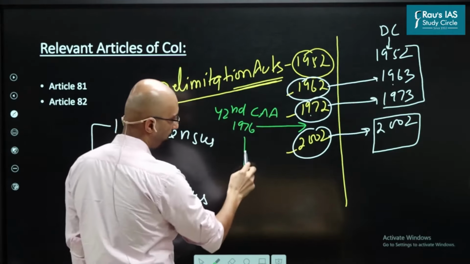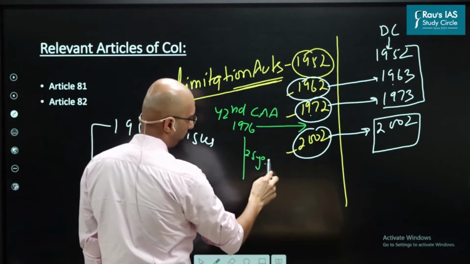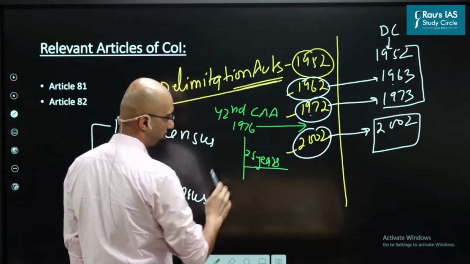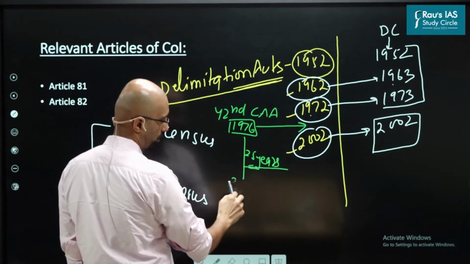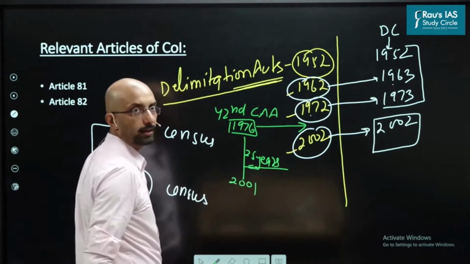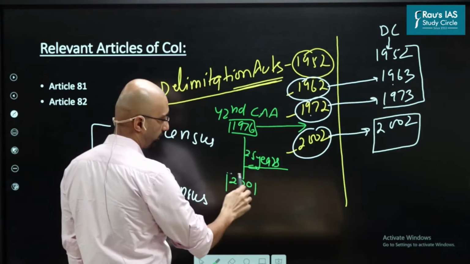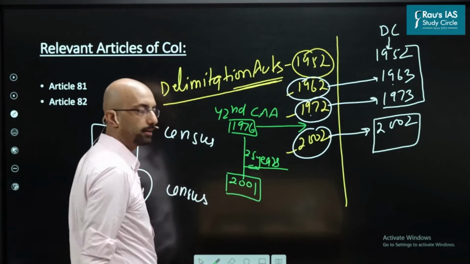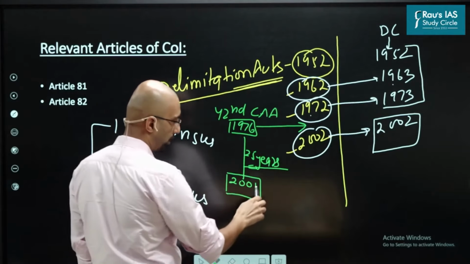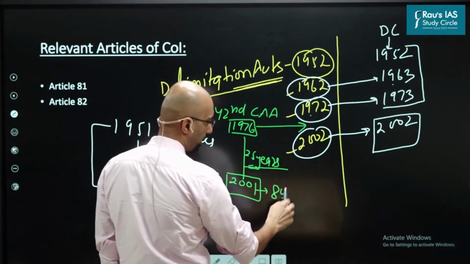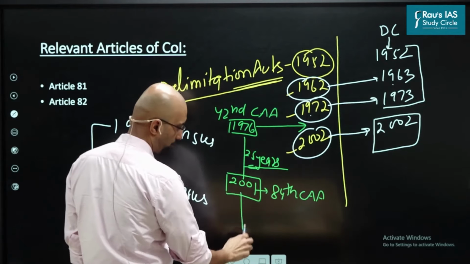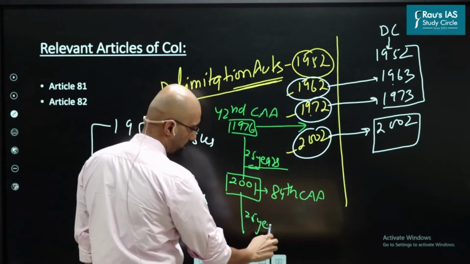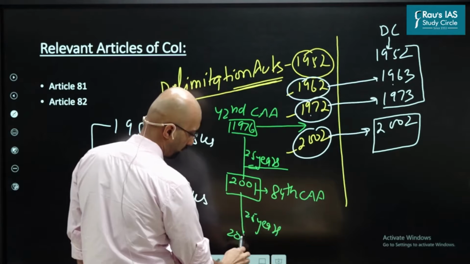And for 25 years, the delimitation exercise will be frozen. That means from 1976, 25 years is 2001. In this year 2001, Atal Bihari Vajpayee was our Prime Minister. He will again bring a CAB in Parliament, and by the 84th amendment, he will further extend it for 25 years till 2026.